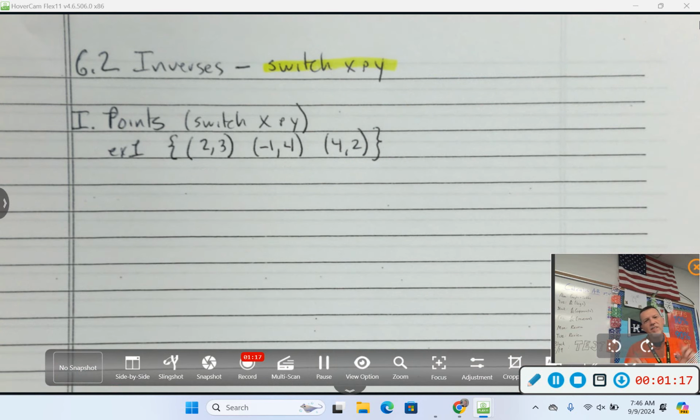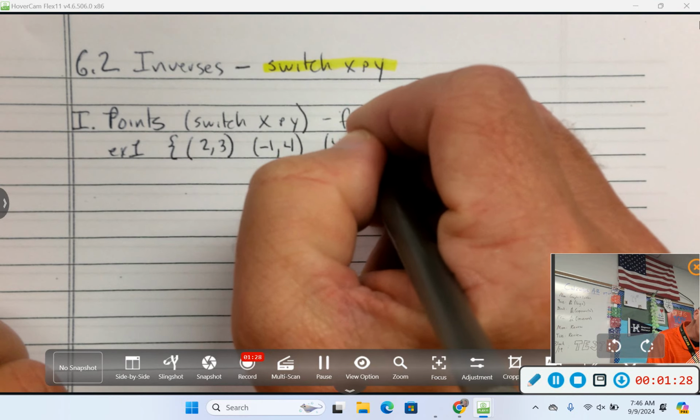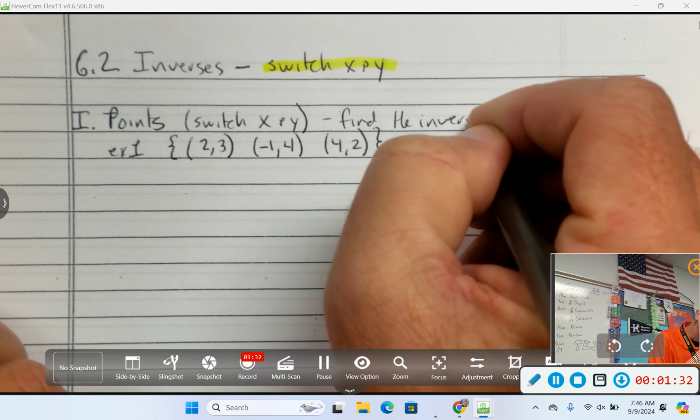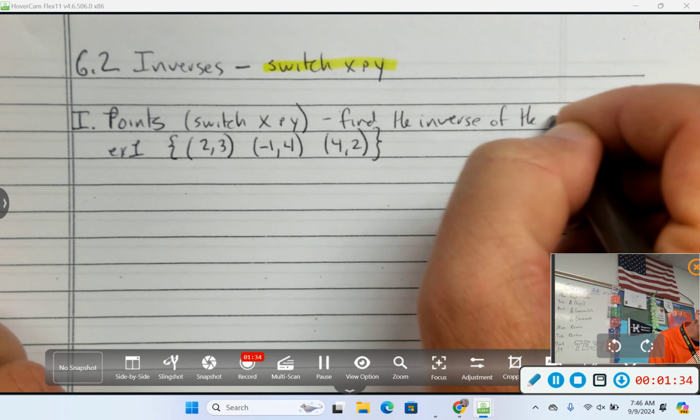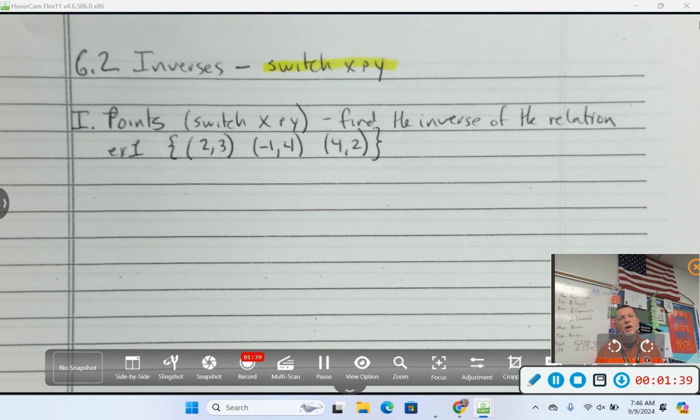And you put them in the fancy brackets to kind of indicate that this is a set of points. I guess I should have given the instructions: find the inverse of the relation. So, relation is like a more generic term for functions. Like if I don't want to specify that it's a function, I'll just say find the inverse of the relation.